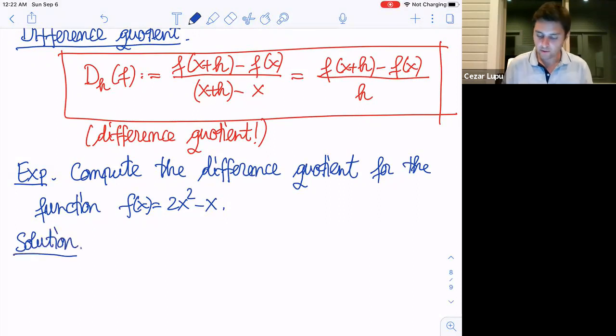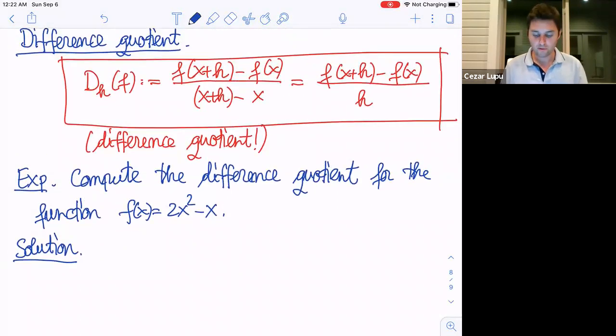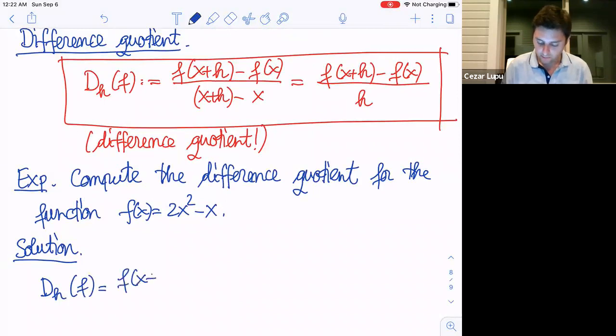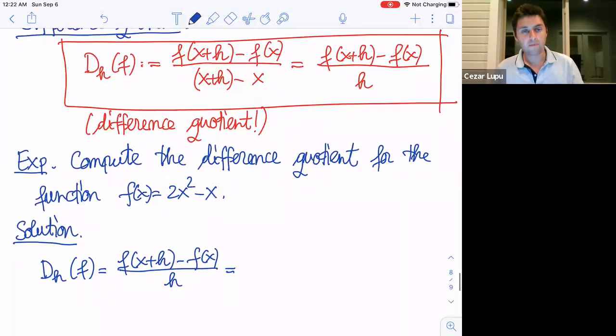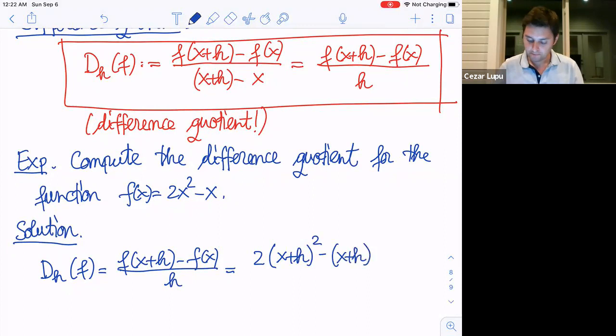This is pretty straightforward. I want you to look at this formula above for the difference quotient, and that's what we're going to do. So the difference quotient, like we denoted as D_h of f, is nothing else than f of x plus h minus f of x, everything over h. Okay, let's plug in the values. Let's compute this. Remember that we're going to replace x by x plus h. So we will have 2 times x squared replaced by (x plus h) squared, minus (x plus h), right? Let's put it like this.